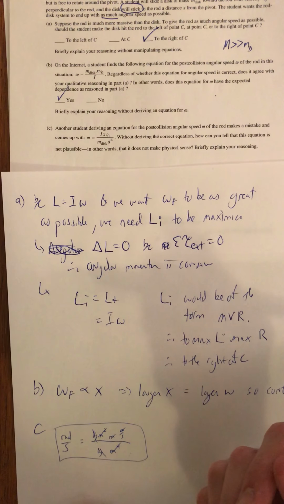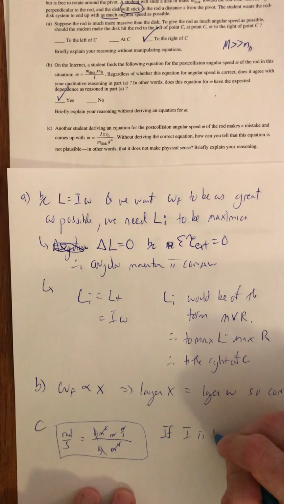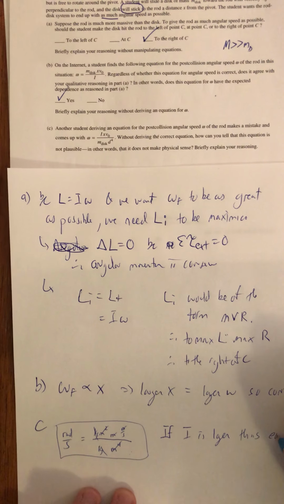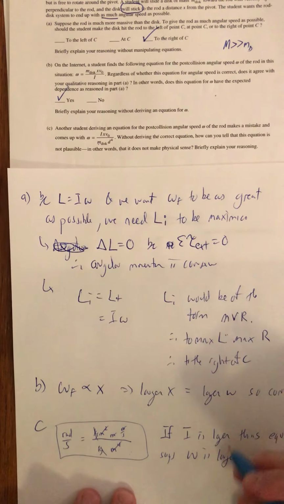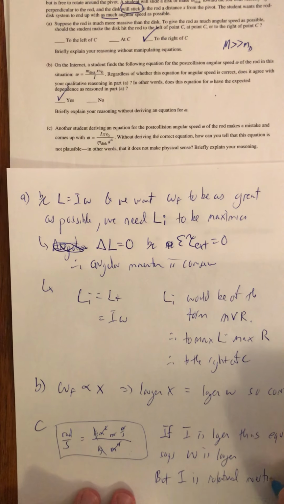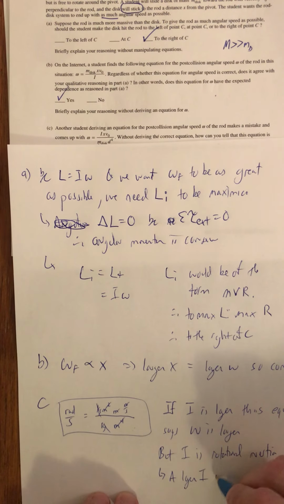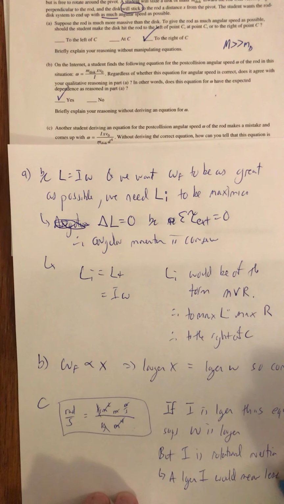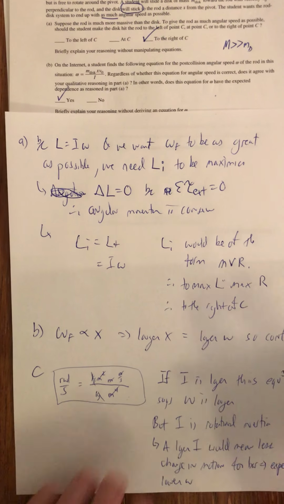So the problem here is with dependencies. There it is. If I is larger, this equation says omega is larger, right? Because they're both in the numerator here. But I is rotational inertia, so they really want you to talk about rotational inertia, right? A larger I would mean less change in motion for the bar, and you expect a lower omega. Great. Done. Awesome.